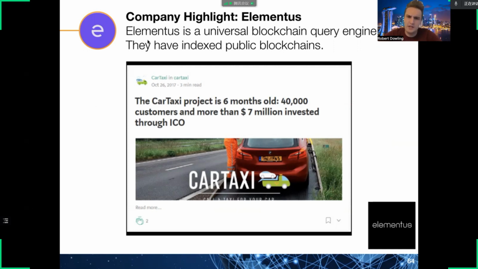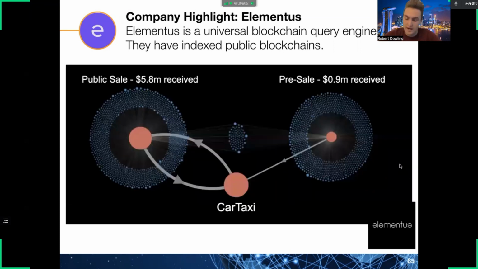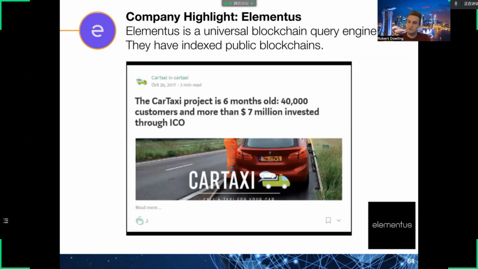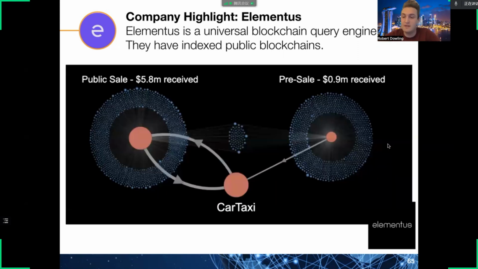The other thing this allows us to do is trace through, if you have a smart contract like an ICO, you can actually see who's put what money into what ICO contract. So here we have a project called Car Taxi. They claim to have raised $7 million in an ICO.